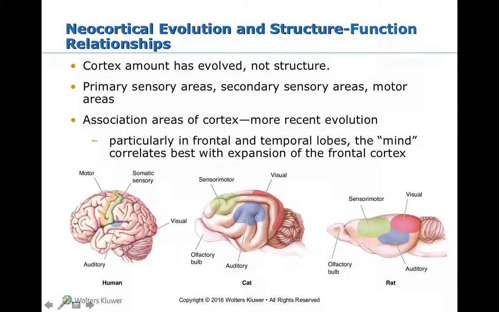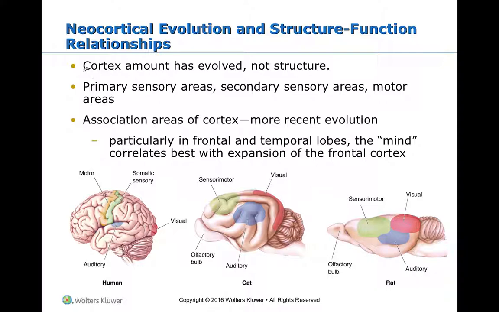In regards to evolution, the amount of cortex has really evolved the most, not necessarily the structure. Humans haven't gained an additional brain structure that has allowed us to be separate from our evolutionary ancestors. It's the amount of cortex that we're fitting inside our brain, inside our skull. So we all have primary sensory areas, secondary sensory areas, and motor areas. Here in a human, you have your motor, somatic sensory, auditory, and visual areas. But in other species, like a cat, it has the same areas: sensory, motor, olfactory bulbs, auditory, visual. In a rat, visual, sensory, motor, auditory, olfactory bulbs.